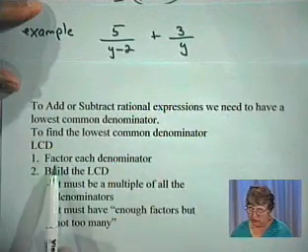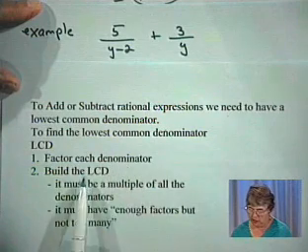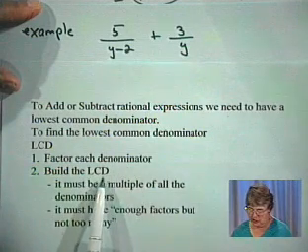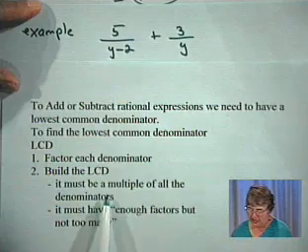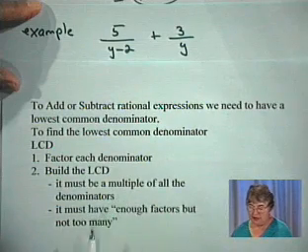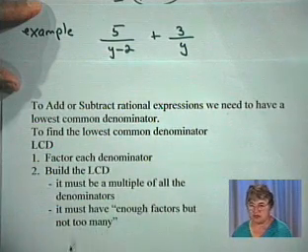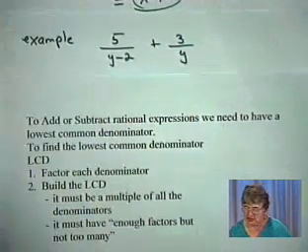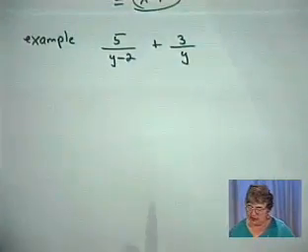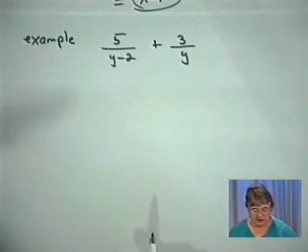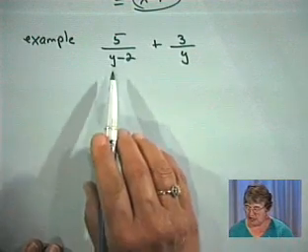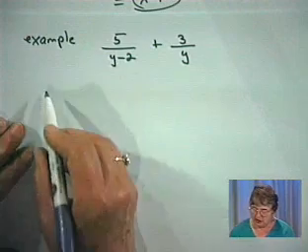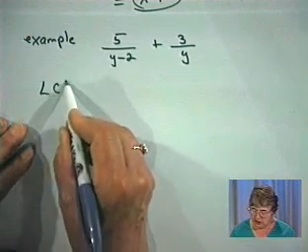To find it, we're going to factor each denominator, and we're going to build the lowest common denominator. It must be a multiple of all the denominators. It must have enough factors, but not too many. Well, this problem is relatively simple because the first thing we do is to factor each denominator, but this is already in factored form as far as we can go with that.